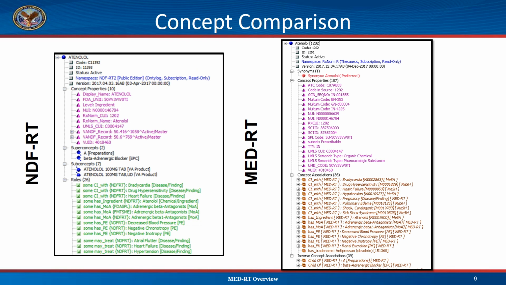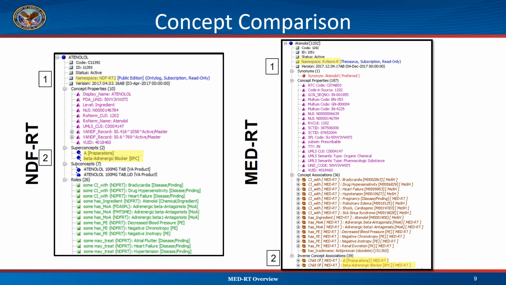Now that we understand the major differences of the content model and structures of NDF-RT and MED-RT, let's take a look at the same ingredient in each terminology. Please keep in mind that these images have been edited for training purposes. On the left, we see atenolol in NDF-RT. On the right, we see atenolol in RxNorm in the MED-RT world. Note that there are associations that are italicized on this concept. Associations and other attributes asserted by external terminologies, in this case MED-RT, are italicized so that we can recognize them easily. Anything in regular font is strictly from RxNorm in this case.